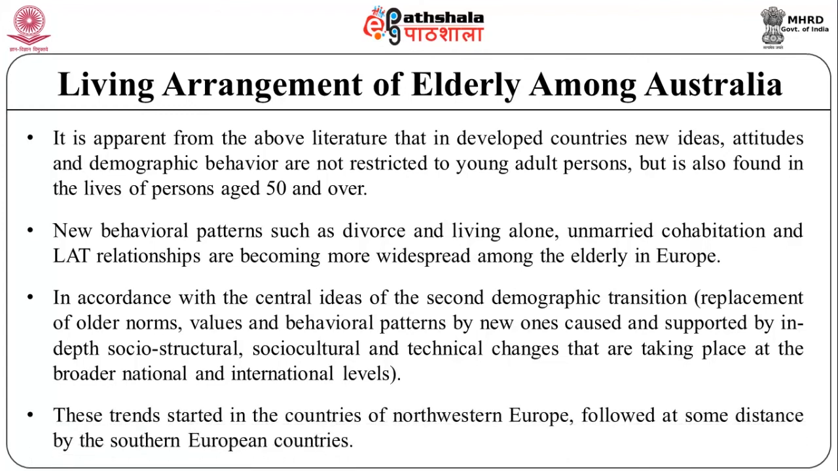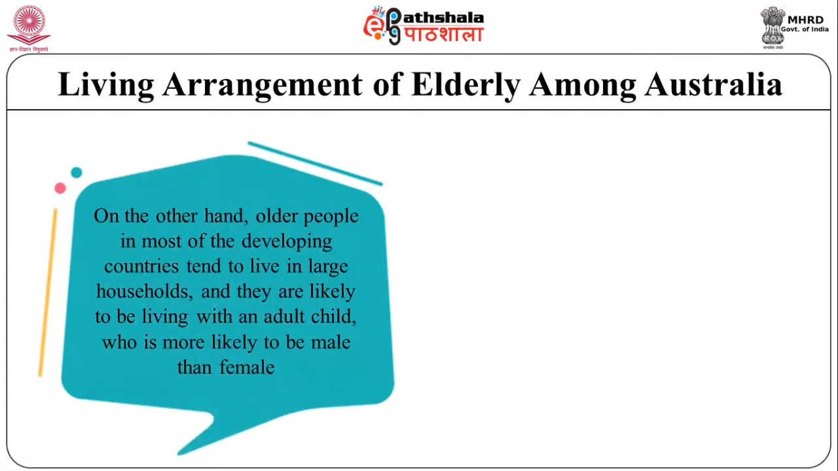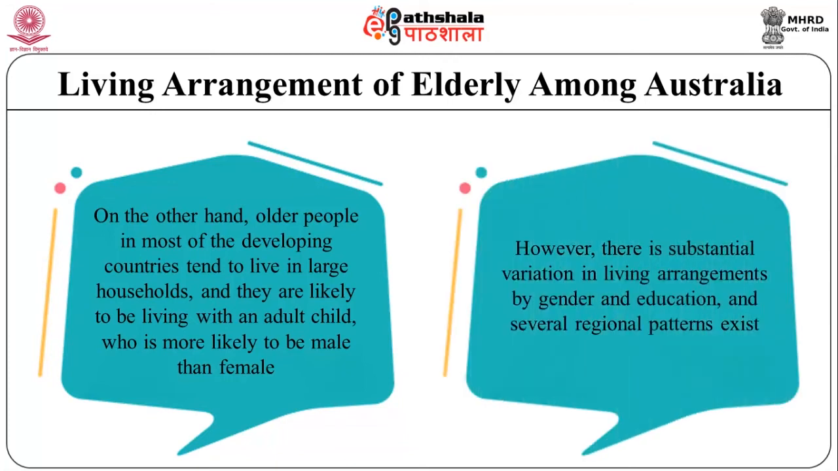These trends started in the countries of northwestern Europe, followed at some distance by the southern European countries. On the other hand, older people in most of the developing countries tend to live in large households, and they are likely to be living with an adult child who is more likely to be male than female. However, there is a substantial variation in the living arrangements by gender and education, and several regional patterns exist.